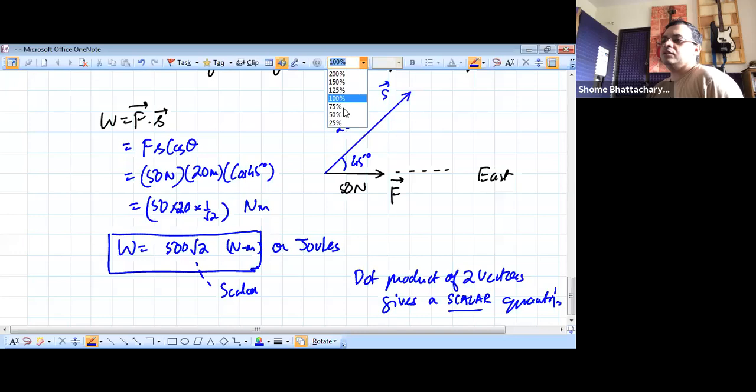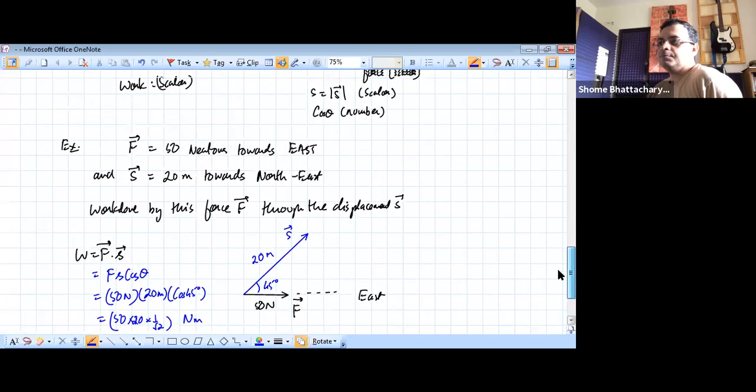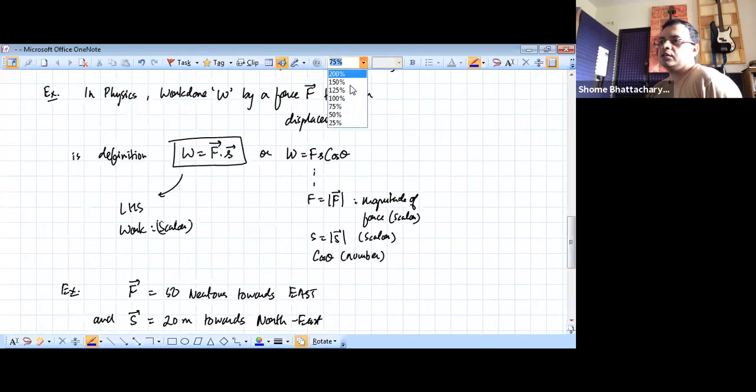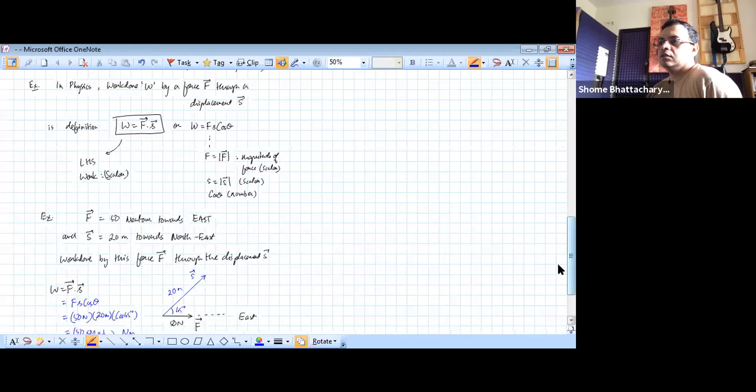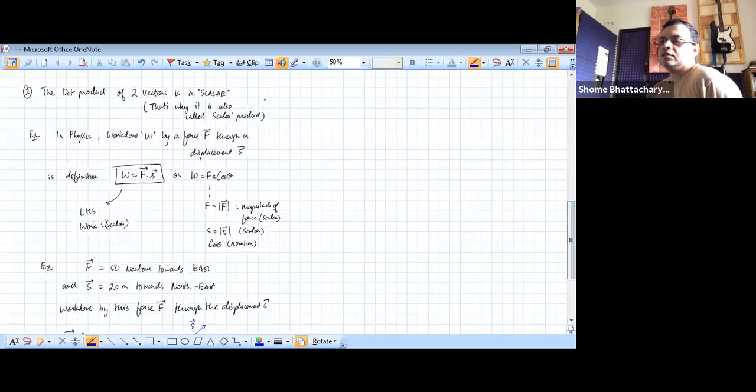So this is just to give you an actual example of how we use dot product in physics. The example is about that, but the point really to understand over here is that the scalar product of two vectors, or the dot product of two vectors, gives a quantity which is a scalar.